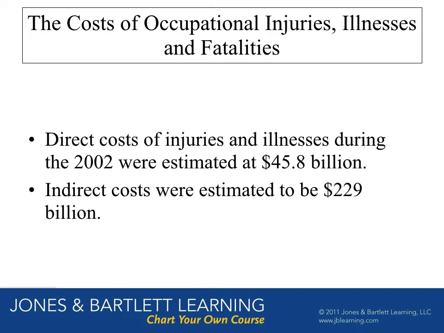The costs are enormous, and the direct costs of injuries and illnesses during 2002 were estimated at $45.8 billion. Indirect costs. So the direct costs relate to how much is paid out to actually treat and deal with these illnesses. The indirect costs are lost work time and other socioeconomic and social impacts, such as time away from work and lost time, that are a much greater cost to us.